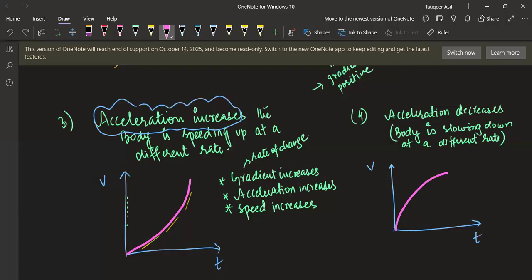So what we can claim here is that the gradient decreases. At every point, if I draw a tangent line at different points, it becomes less steep, right? So therefore, acceleration decreases.